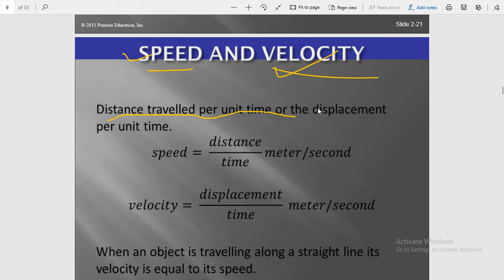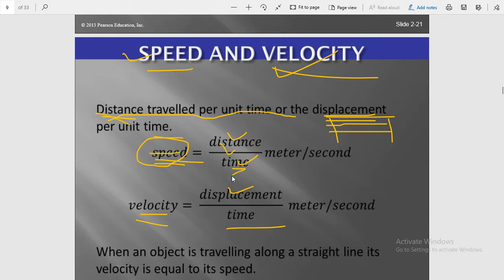For speed we should not use the displacement, but if motion is in a straight line, then distance and displacement are the same. So distance travelled per unit time is known as speed. If you take displacement here, that will be velocity. So for velocity, displacement will be divided by time interval, and for speed, distance will be divided by time interval.